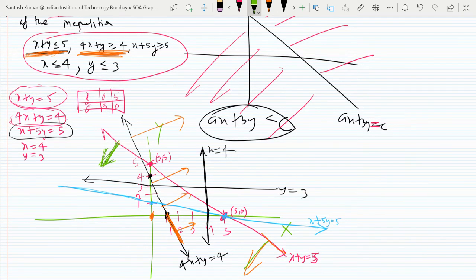Okay, so for this line it was the lower half. For this line it was the lower half. For this line it is the upper half. You have to take care of all the lines, then decide the common region. Then come to the third inequality, x + 5y ≥ 5. Again it is ≥, so it will be the upper half.